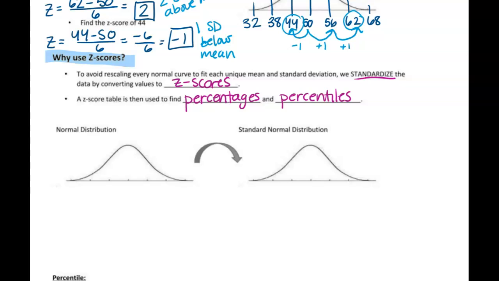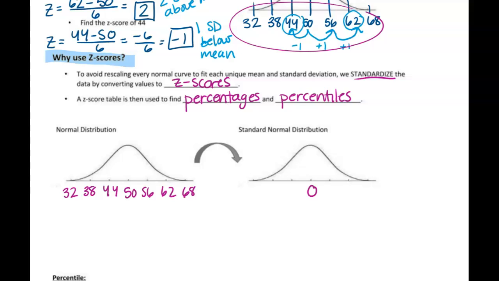So here's what we do. If we started with our values, copying from up above, 32, 38, 44, 50, 56, 62, 68, instead of writing it that way, we'll have the mean be 0 because it's 0 standard deviations away from the mean, and then 1, 2, or 3 above, and then negative 1, negative 2, negative 3. So this is your mean, and these are 1, 2, and 3 standard deviations above the mean, and these are 1, 2, and 3 standard deviations below.